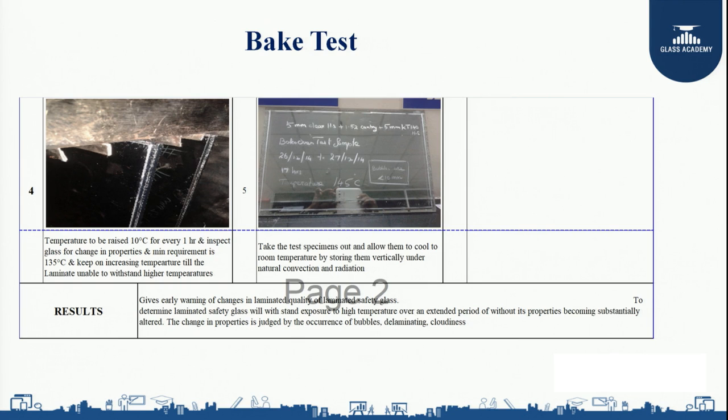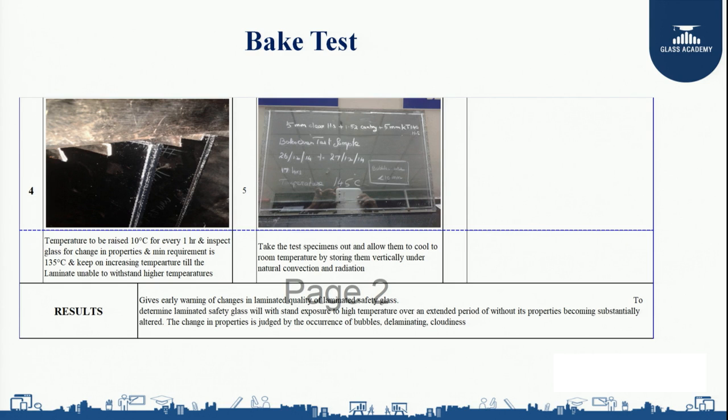If there is no change, then on the 17th hour I will increase the temperature from 100 to 110 degrees centigrade. And I need to continue this process until I find that my laminated glass is unable to withstand the high temperature. The minimum requirement is 135 degrees centigrade, and we continue this process, that is, every hour a 10 degree rise in temperature and inspection, until the laminate is no longer able to withstand high temperature. So basically this is a durability test for a laminated product.